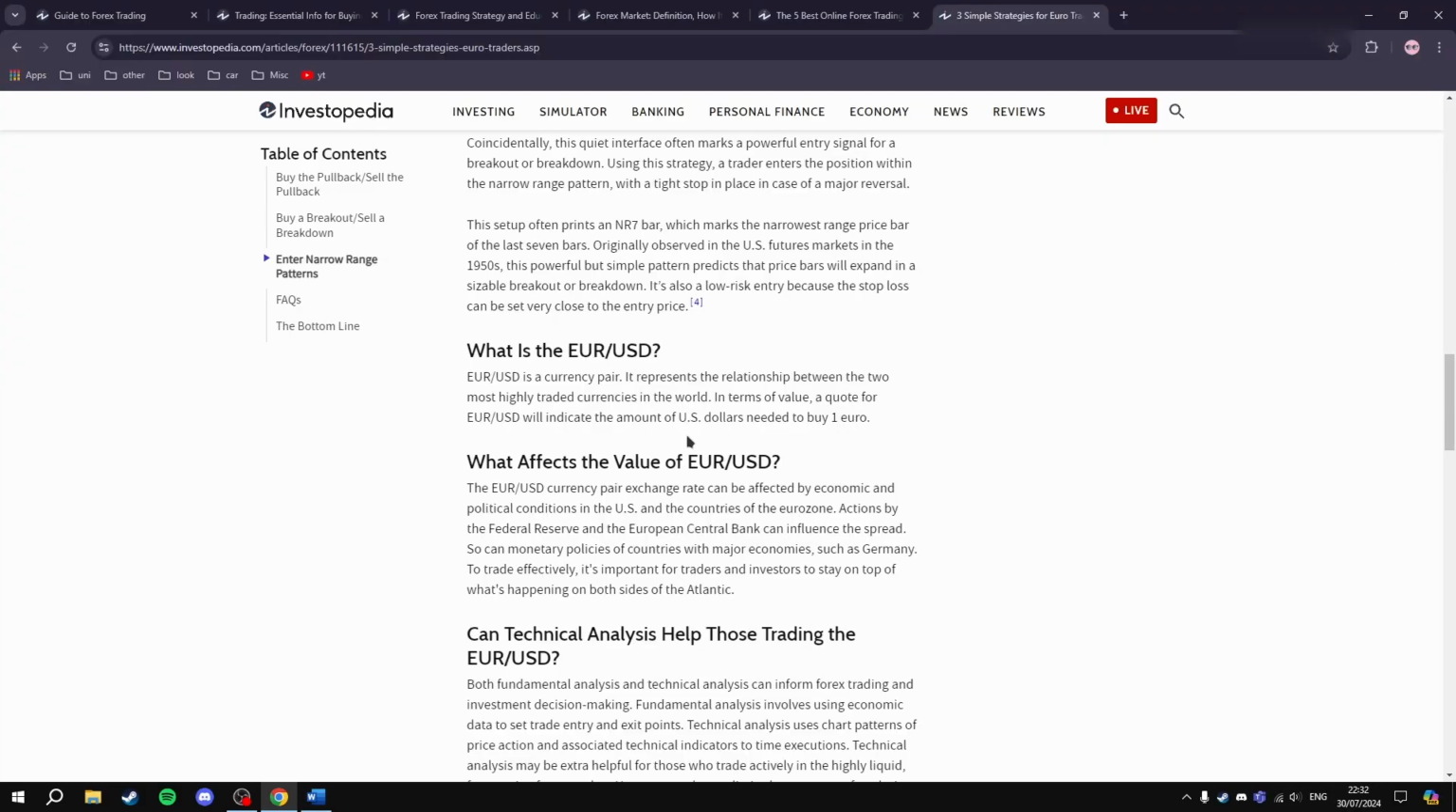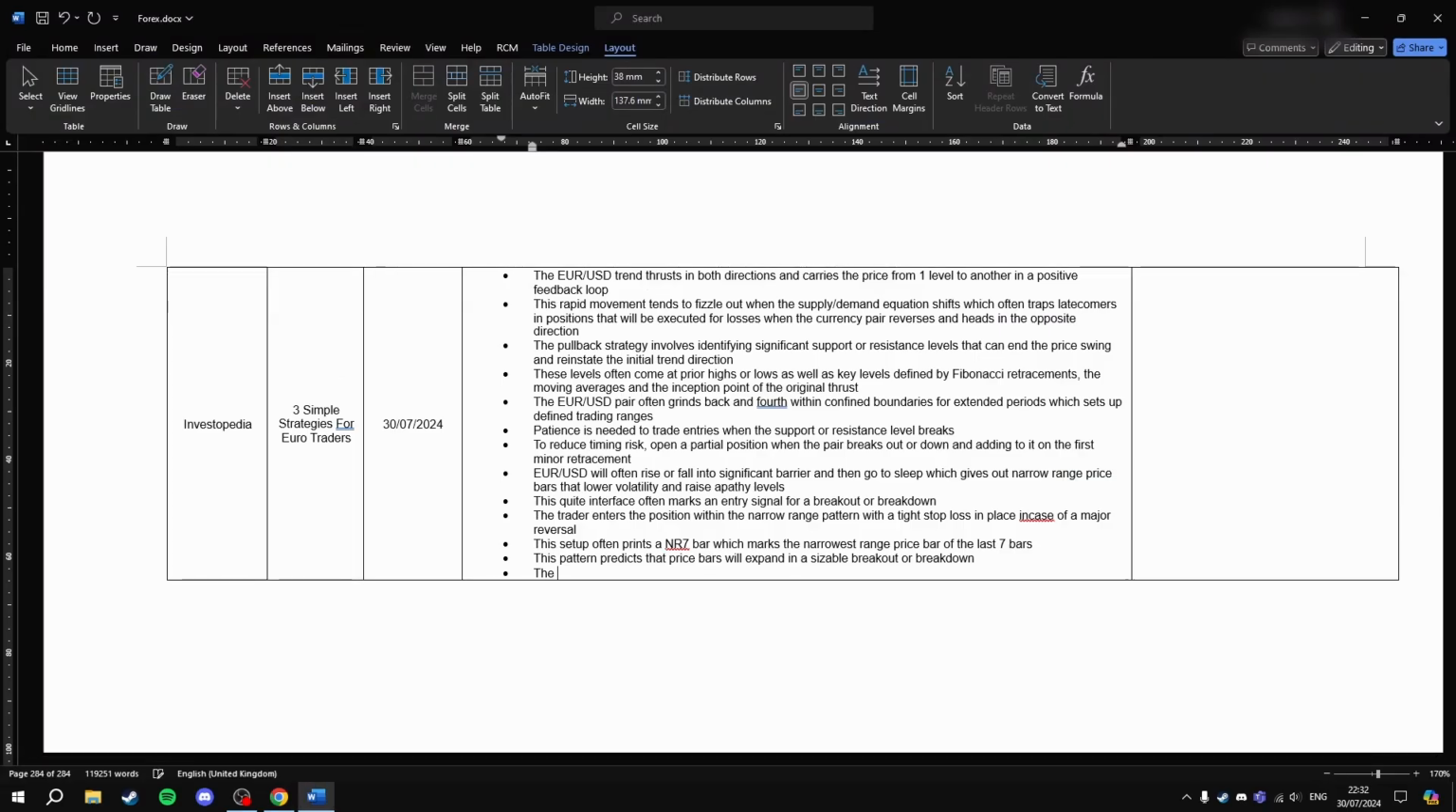It is also a low risk entry because the stop loss can be set very close to the entry price.